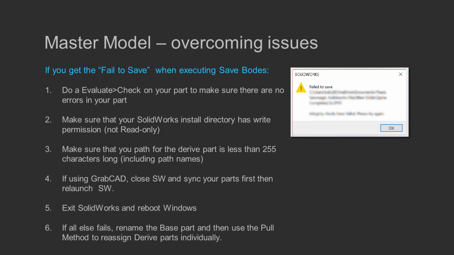And then if all that fails, and this is the last resort, try to actually rename your master part to some other name and then use the pull method to reassign your derived parts. That is, go into each of the derived parts and pull the master model and reassign it from there. That list should probably solve the fail to save issue, from what I have run into in my personal experience with this particular issue. That should correct it.